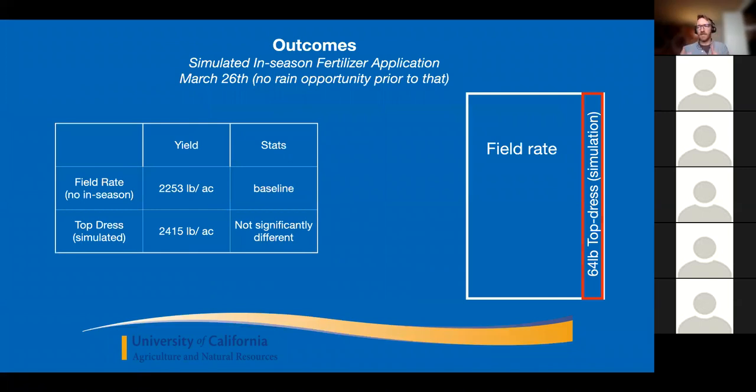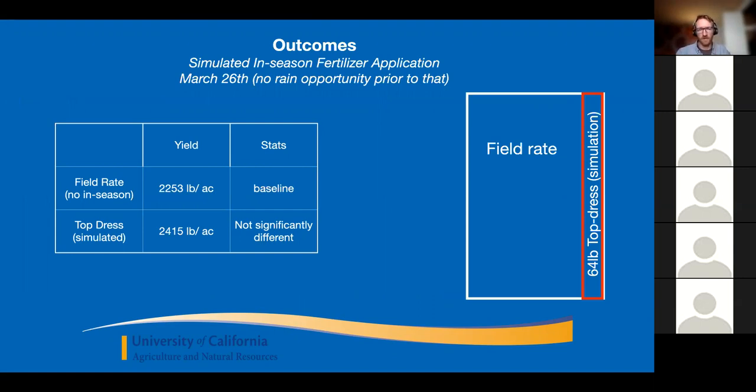But what does it actually mean, right? So we have all of these recommendations. So what actually happened in the season? The field rate, where we had no in-season fertilizer, we followed the recommendations and didn't add anything, came in at 2253 pounds an acre. So pretty close to what the grower was expecting. That's our baseline, right?